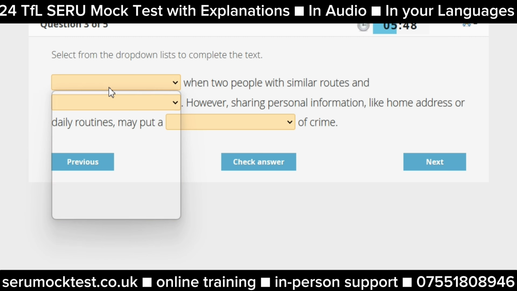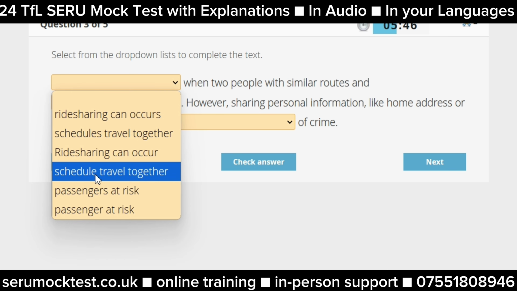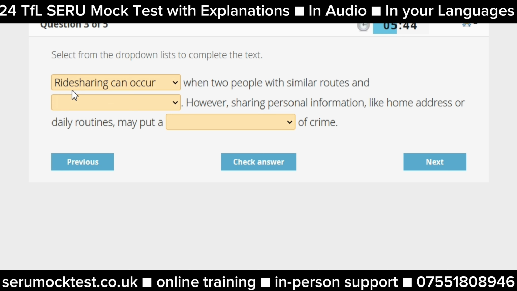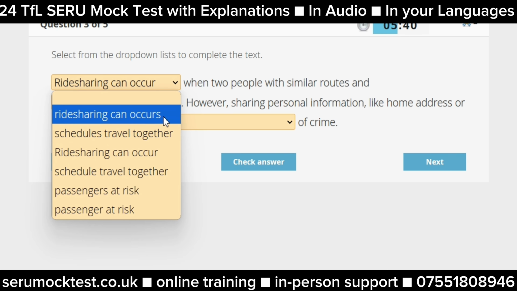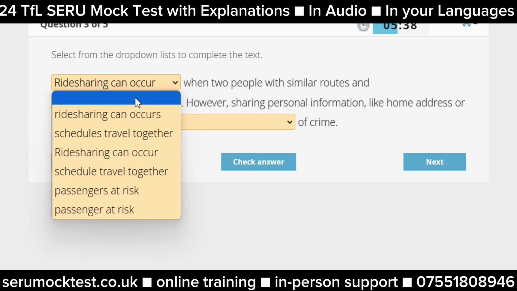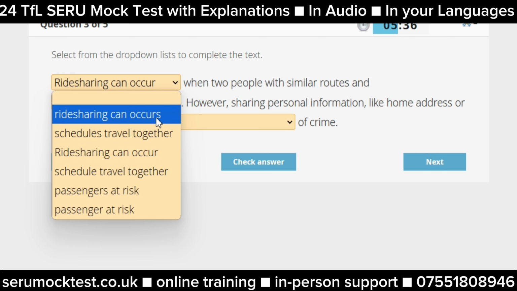Beginning of the sentence is always capital. So if you find something with a capital, that's the correct one. We don't have to look anywhere else. Ride sharing can occurs. What is the other option? Ride sharing can occurs. There are two mistakes. After can, the base form of the verb is used, and it also cannot be with an S. So it must be ride sharing can occur.